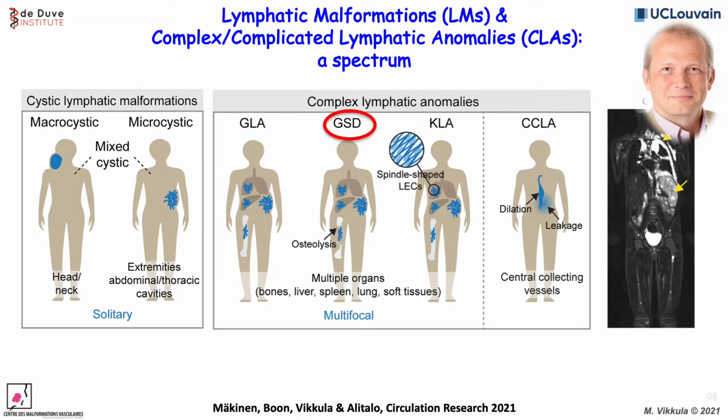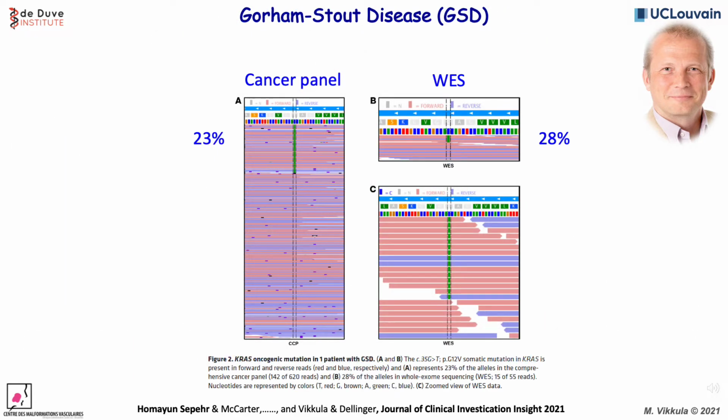We have studied tissue samples that we have collected from 18 Gorham-Stout disease patients, and for 6 of those we were able to perform whole exome sequencing analysis. The whole exome sequencing analysis allowed us to identify a somatic change in one of the tissues that was present at 28% frequency, seen as those little green squares on the images on the right.